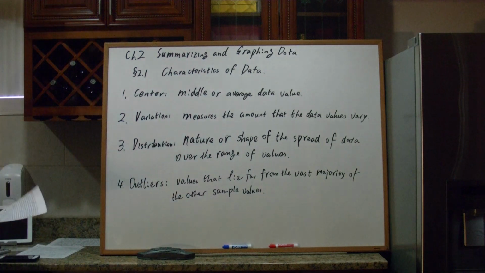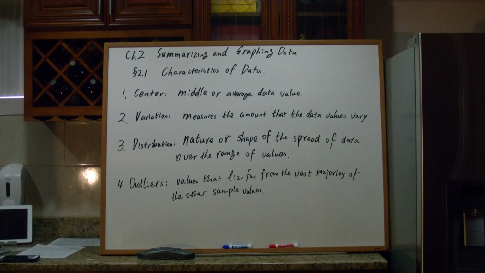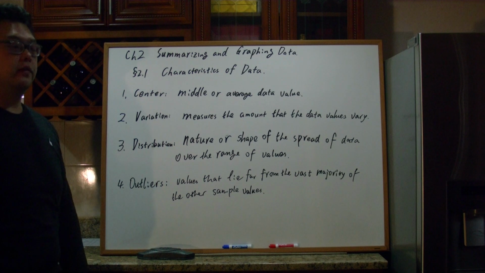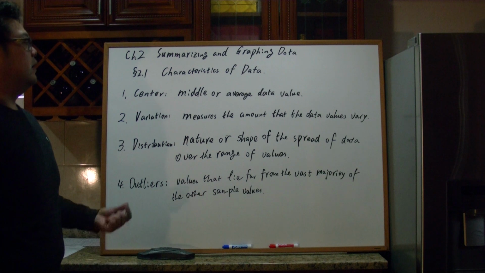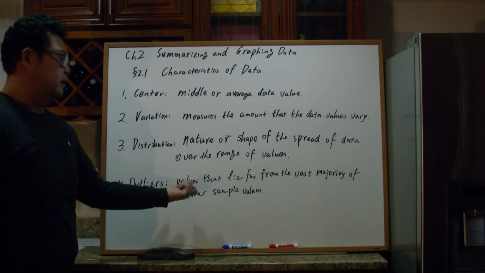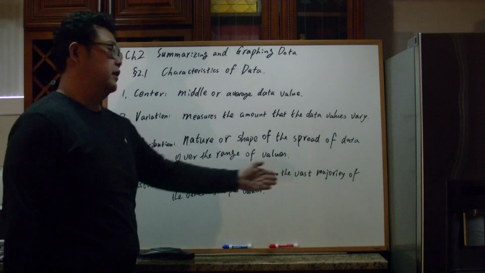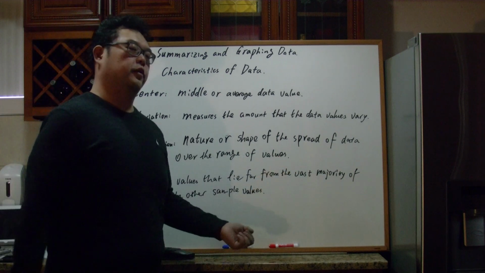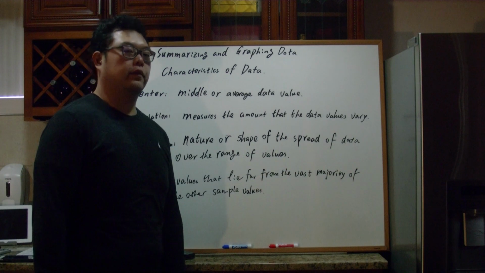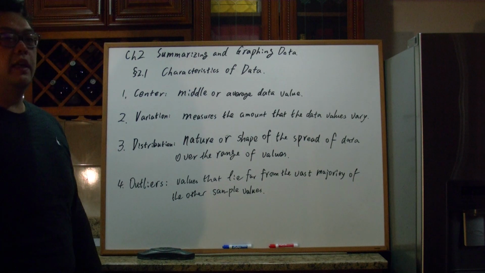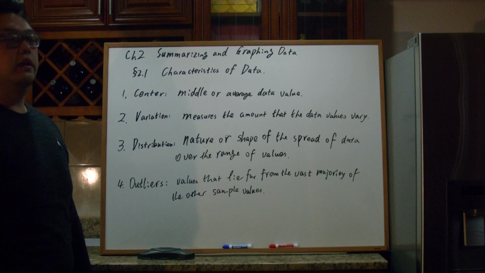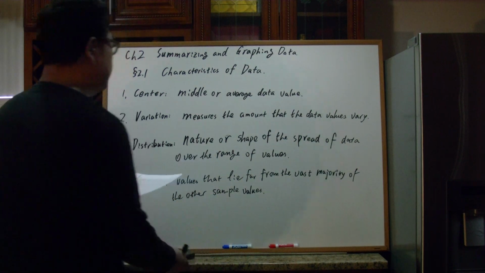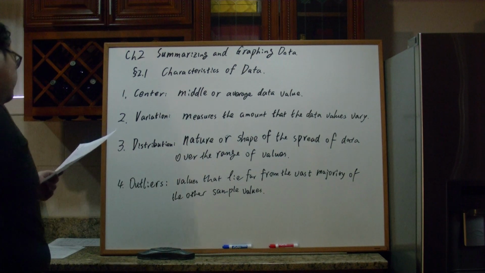Right, the outliers are the values that lie far away from the vast majority of the other sample values. So maybe the average data is in the middle, then an outlier could be extremely large or extremely small. It is very far away from the majority of the data. We will have a way to define the outliers later, maybe in chapter 3. We'll see how. But that's what we're doing with outliers that are extremely far away from the majority.